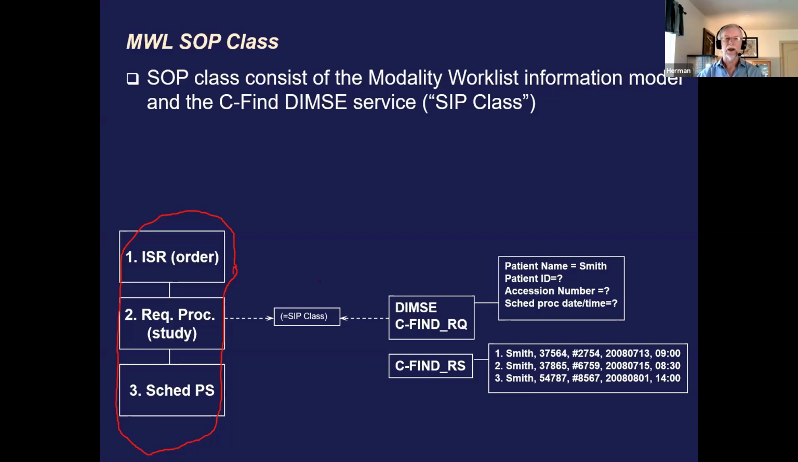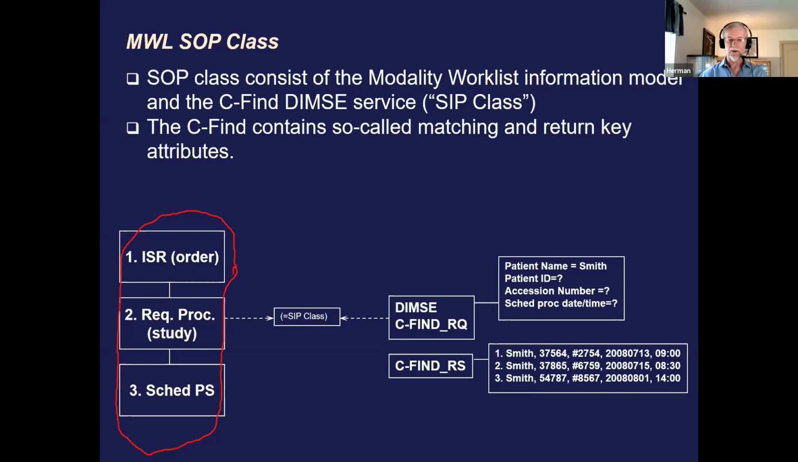And so we have a C-FIND that does a query against that information model, which is supported by the modality worklist provider. And so we have two kinds of keys, matching keys, right? So I say, I want you to match in my C-FIND request all of the last names that are Smith. That's a matching key. And I say, by the way, give me back the patient IDs, accession numbers, scheduled procedure, and the whole series, right? So this is an example where we do a patient name matching.